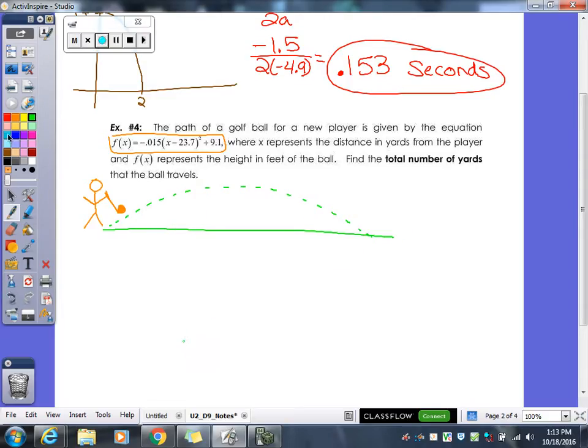So what are we trying to find? We're trying to find when the ball lands here. We're trying to find the total number of yards that the ball travels away from the golf player. So we're trying to find it when it reaches here. So how do we find that? We're not going to use negative b over 2a. What are we going to do with our equation? We're going to set it equal to 0, because if we set it equal to 0, that means we're looking for when it's on the ground.